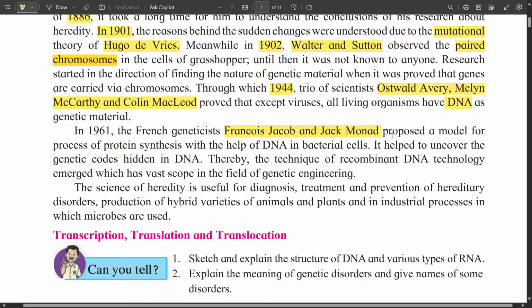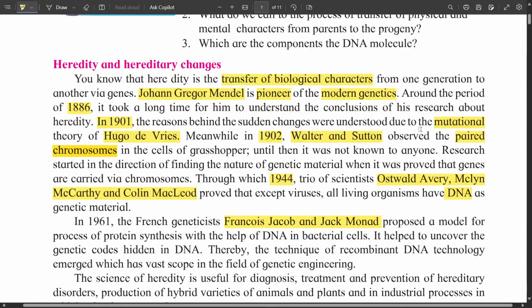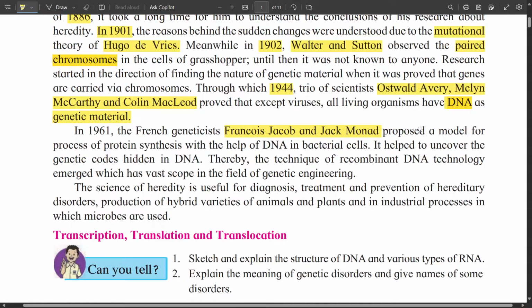the DNA was known. So you can see that from 1886, the external characters were studied. In 1901, the mutational theory was developed. In 1902, the paired chromosomes were observed for the first time. In 1944, the DNA was confirmed, meaning DNA as a genetic material was discovered. In 1961, the structure of DNA was known.